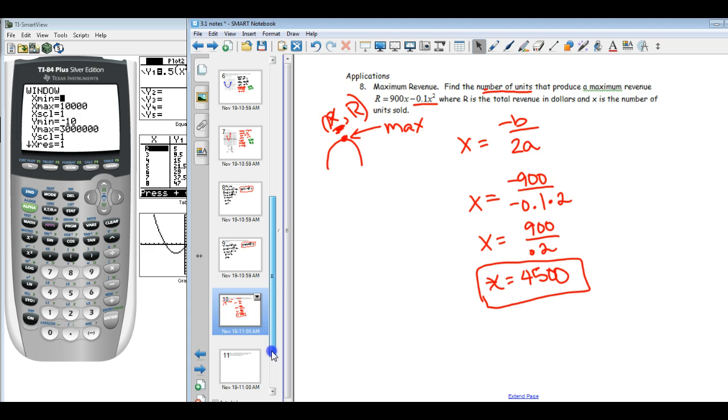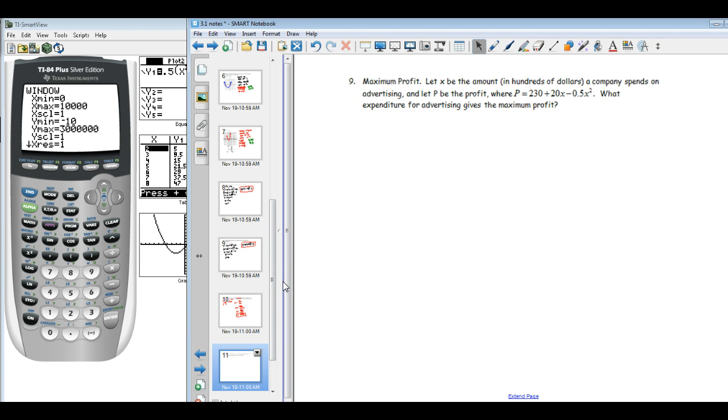Let's try one more. Actually, I think we have two more. This one is a maximum profit. Again, if you look at the x squared, you'll see that the coefficient is negative 0.5. So again, we have a parabola that's opening down, and the maximum is the vertex. P is the profit, and x is the amount a company spends on advertising.